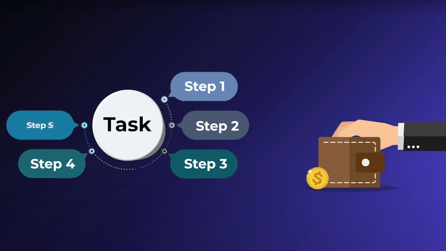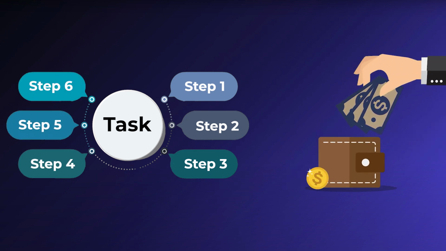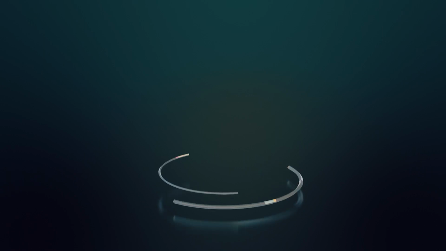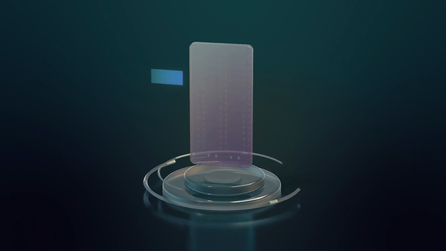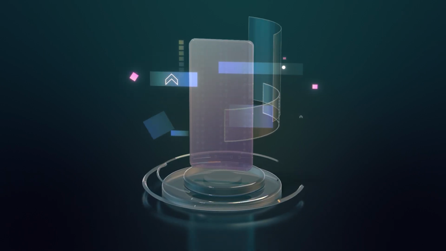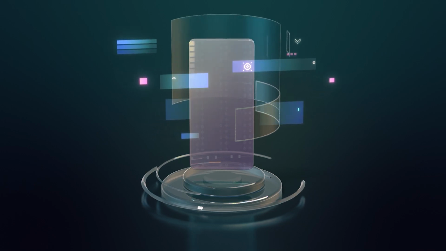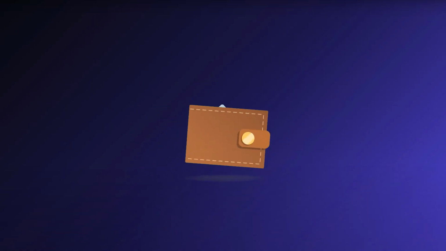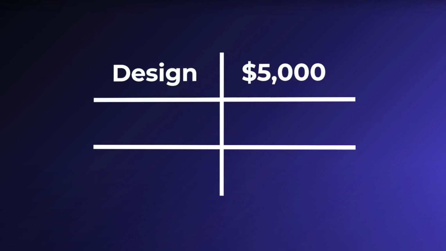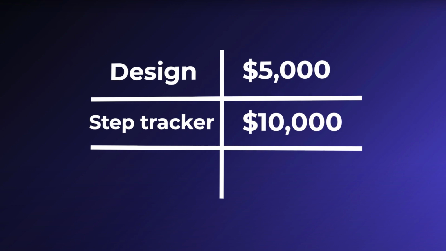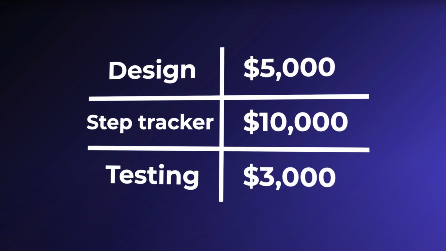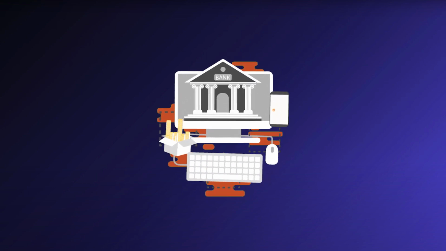Estimate each part of the project separately. Start with design, then develop each feature, and finally plan for testing. This helps you understand the costs of each step and make adjustments as needed. Make a cost breakdown to see where your money is going. For example, if design costs $5,000, the step tracker costs $10,000, and testing costs $3,000, you know exactly where your budget is being spent. Plan for potential budget changes.